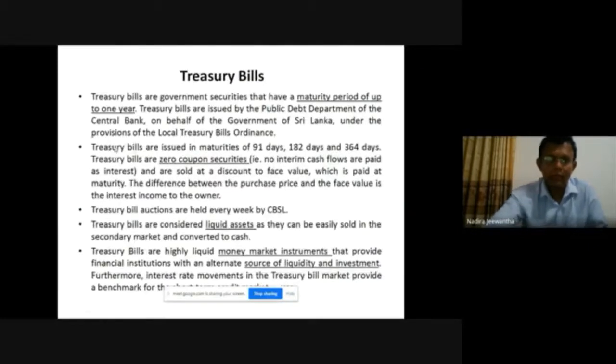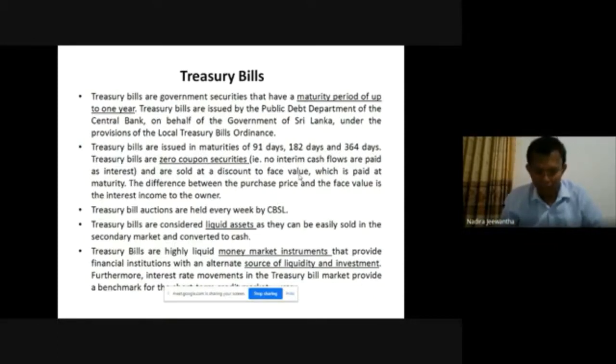Now see this one. Treasury bills are issued with maturities of 91, 186 days. Treasury bills are zero coupon securities, and are sold at a discount to the face value. Now, discount to the face value is what? Now all these features are available in the treasury bill.